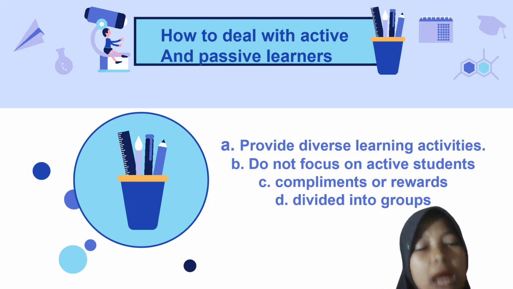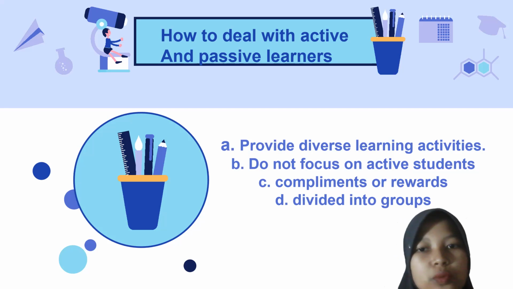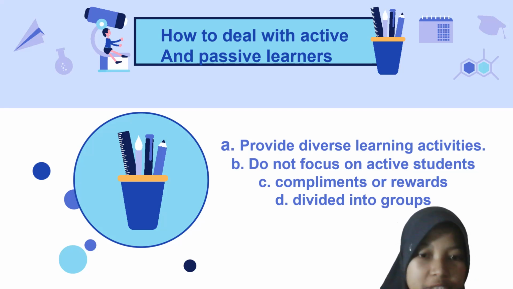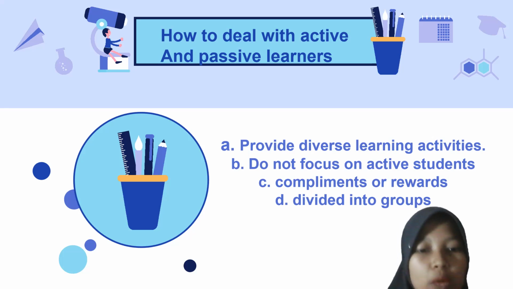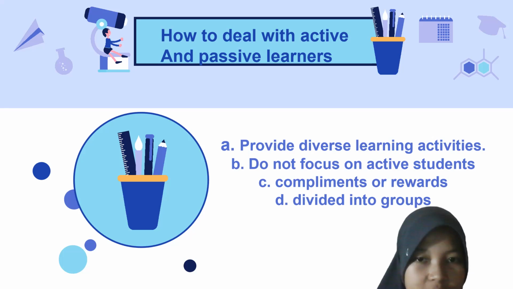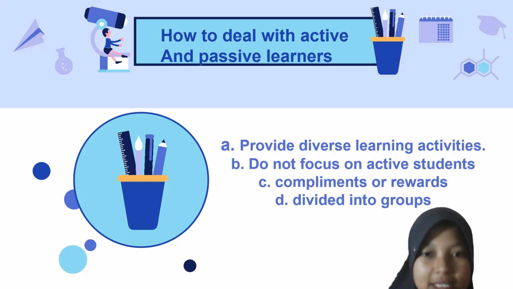Before discussing more about how to deal with active and passive learners, I will explain that being a passive student is not a mistake, because we can't force active students to remain silent, or force passive students to always be active, because they have different characteristics. Therefore, as teachers, it is our responsibility to provide the material students need based on their characteristics. What we can do to deal with active and passive learners, the first one, is provide diverse learning activities.